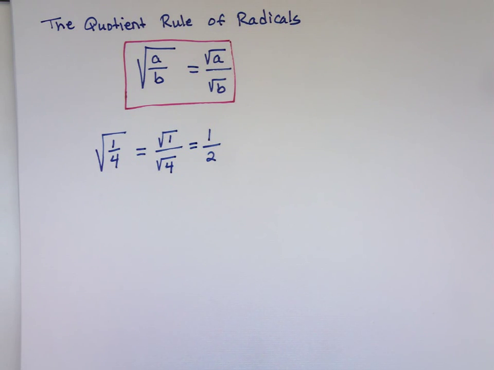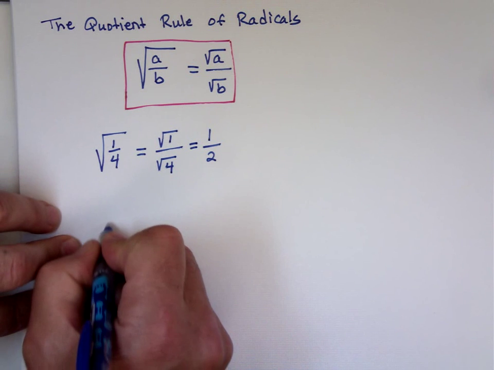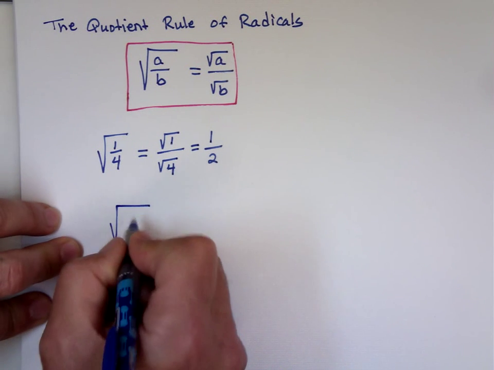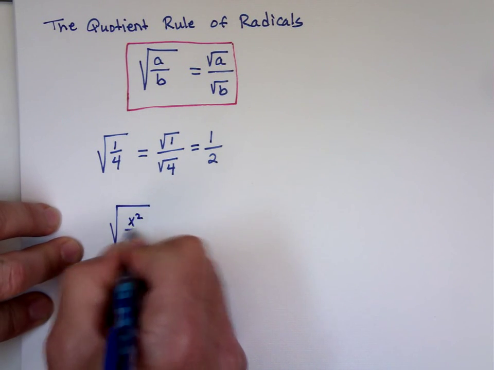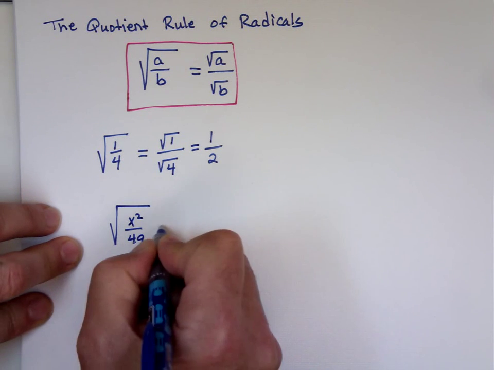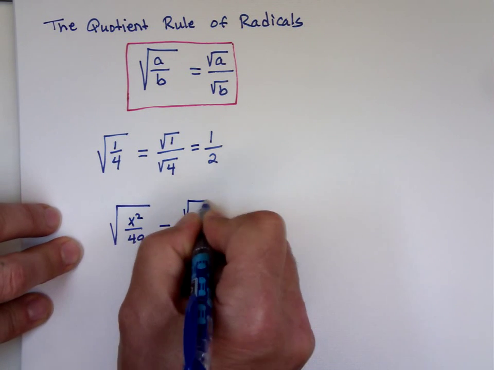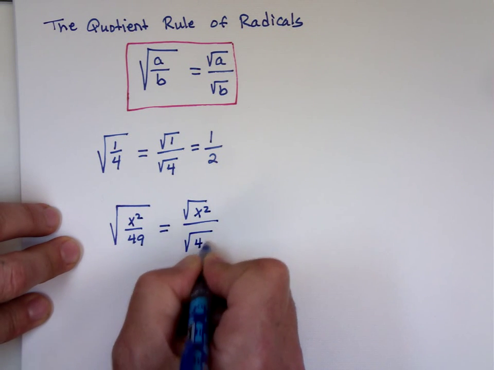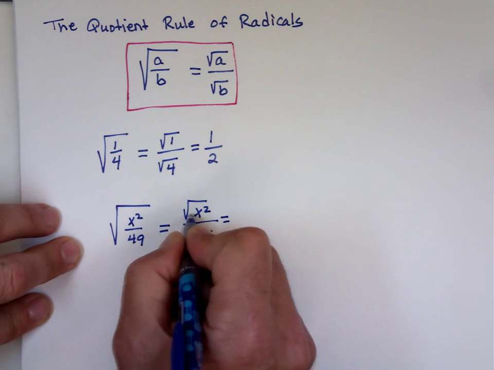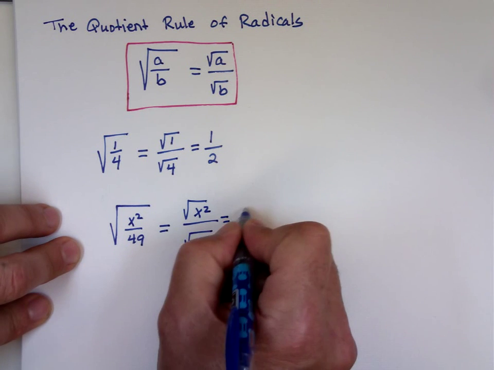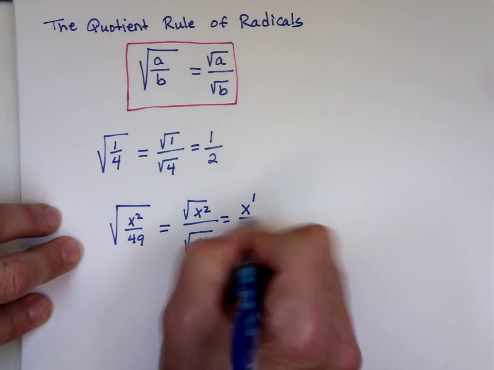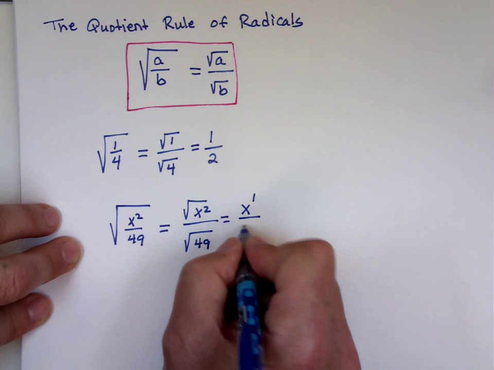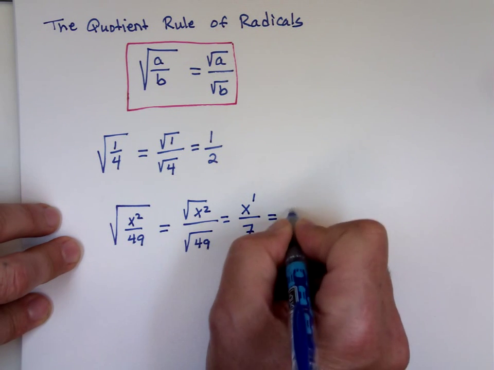What is the square root of x squared over 49? I can break it down to the square root of x squared over the square root of 49. The square root of x squared, take the 2 and divide it by 2, that's a 1. Square root of 49 is 7, so my final answer, you're not going to put the 1, it's x over 7.